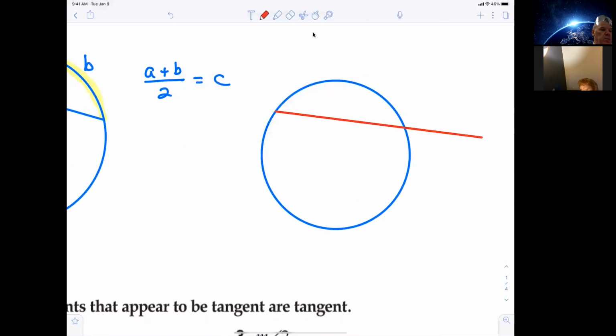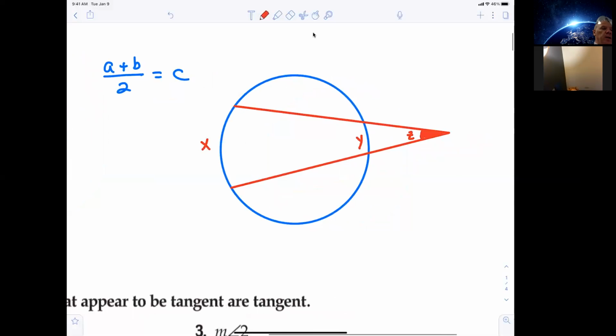So here are two secant lines because, again, they intersect. Here we can say, for example, this is X, this is Y, and this is Z. Now the angle is on the exterior of the circle, not the interior. So now, believe it or not, instead of the sum, it's the difference. So it just becomes X minus Y divided by 2 is equal to Z.